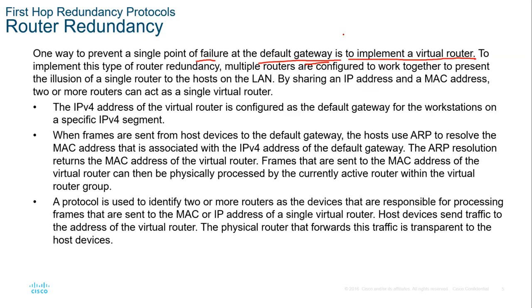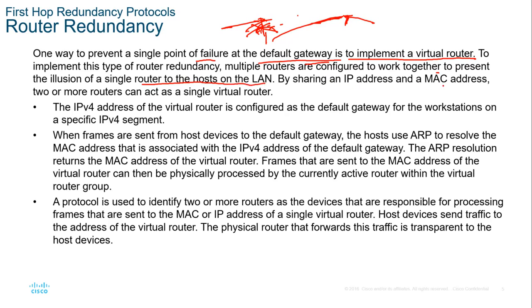So we're going to come up with a virtual router. The gateway can't be the IP address of this interface here, neither the IP address of this interface, but we have to use the virtual IP address that will appear on this and also on this interface. Even if this one here goes down, our virtual IP address still exists on this side, so it will be used. To implement this type of router redundancy, multiple routers are configured to work together to prevent the loss of a single router from cutting off the LAN hosts.